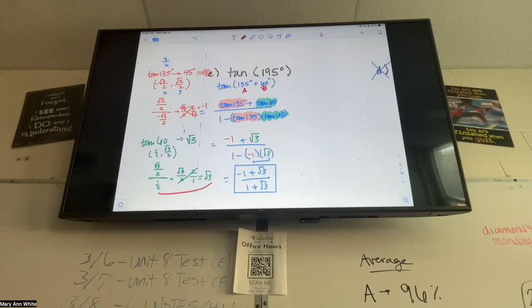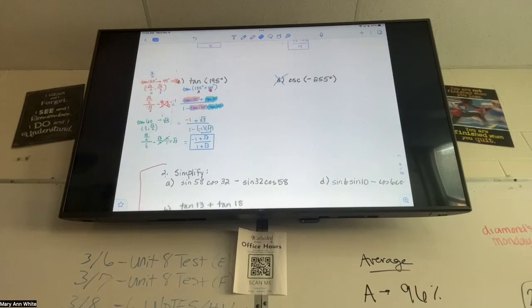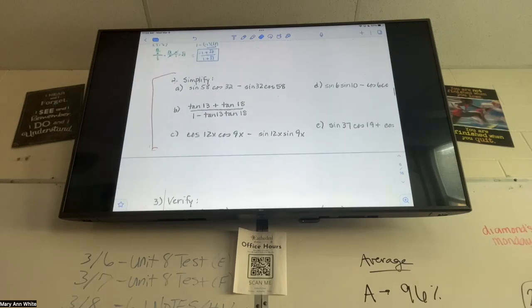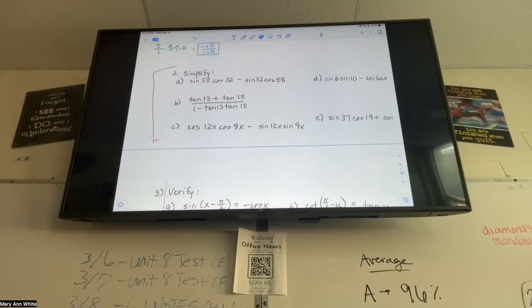Once we did that, I said I was fine if you just left it as -1 plus or minus √3 over 1 plus or minus √3. So I am definitely okay with that. We could spend more time simplifying, and we'll do some simplifying today, but I don't really need to waste more time than that on this. We are going to skip letter D, but I want to get through 2 and 3 if I can before we get into lesson 4.5.